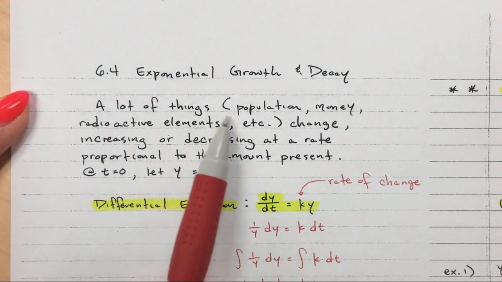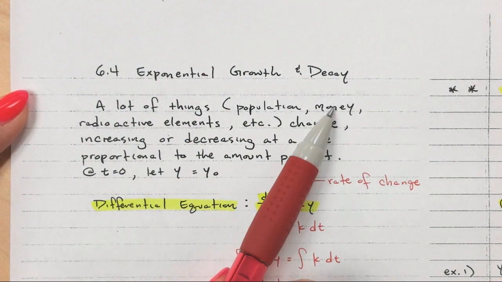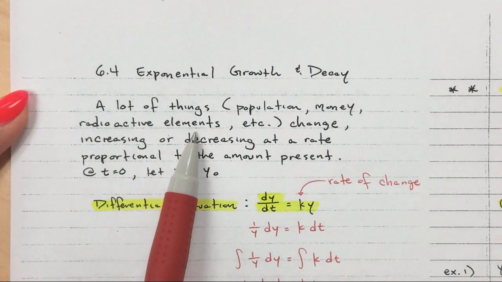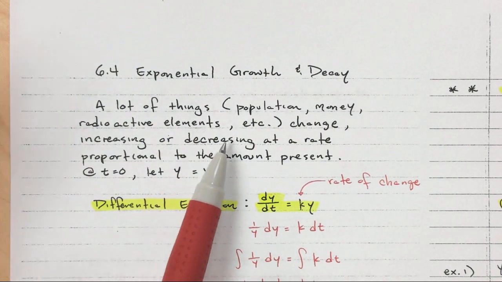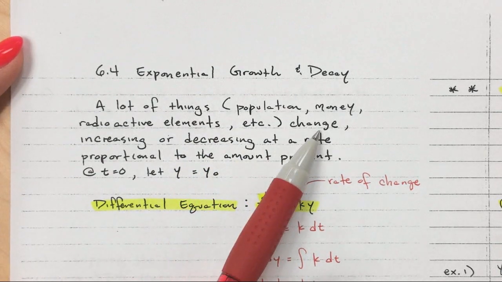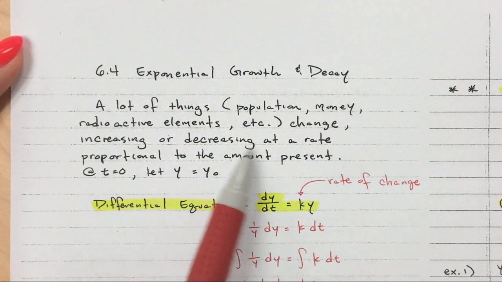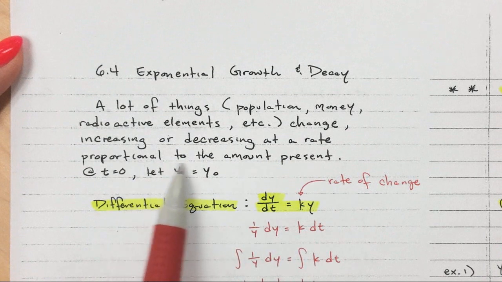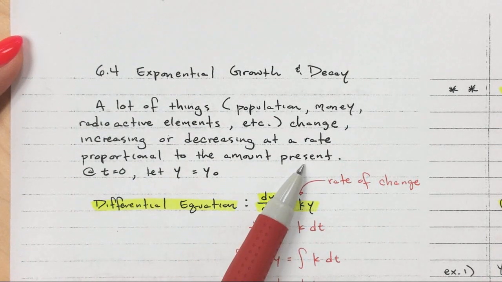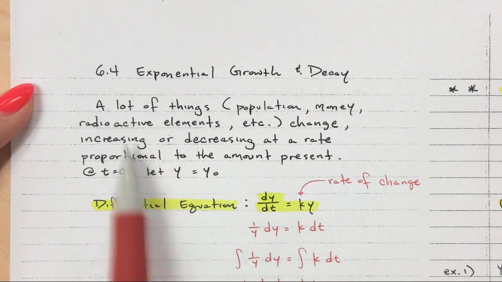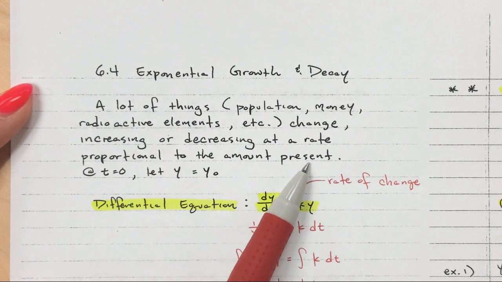There are some things in life, like population, money, radioactive elements, decay, half-life, things like that you've heard of, that change. They either increase or decrease at some sort of rate proportional to the amount present. Like you put money into the bank, and then there's some sort of compound interest. And if it compounds continuously, it's something like this. There's a rate proportional to the amount present.